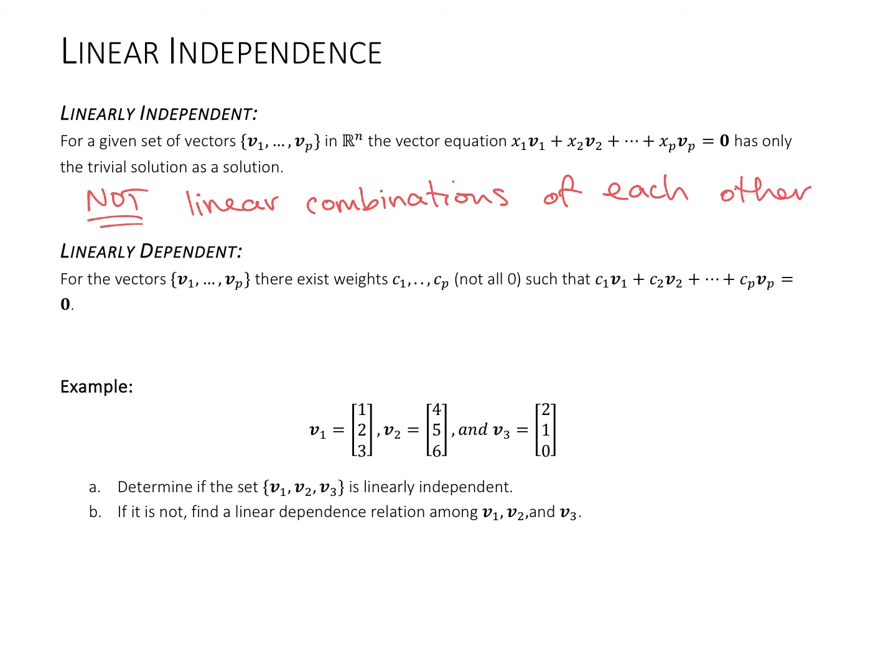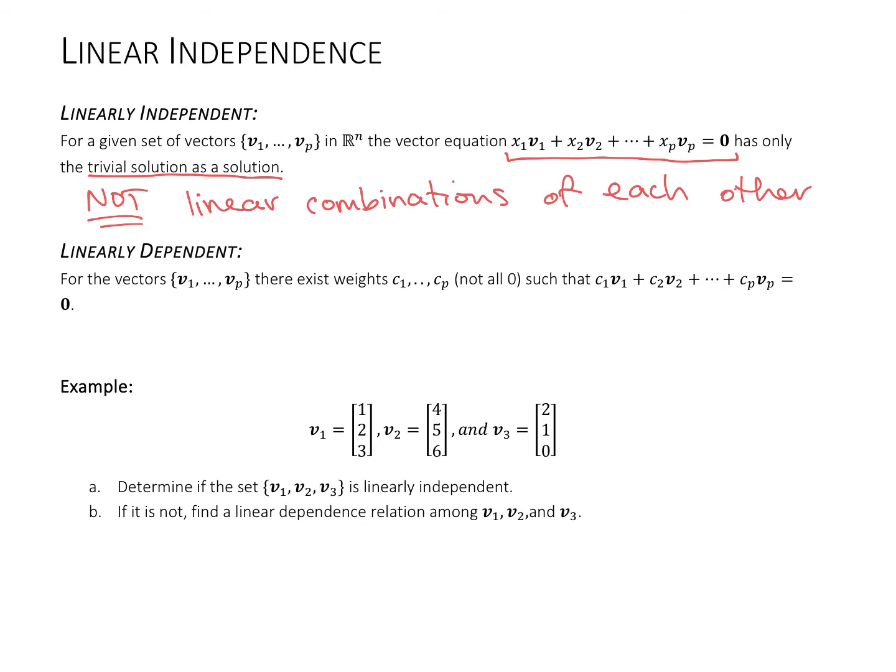And the way that we're going to show this is we're going to set up a homogeneous vector equation. And as long as the trivial solution is the only solution, then we can say that they are linearly independent. Because if the trivial solution is the only solution, that means the only thing I could multiply each vector by is 0 in order to get the 0 vector. And that means that they're not combinations of each other.